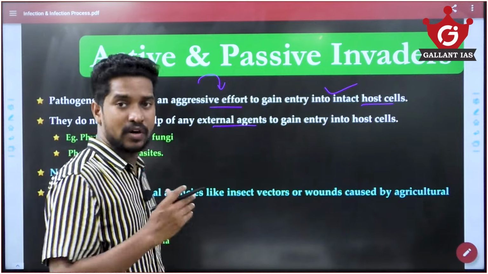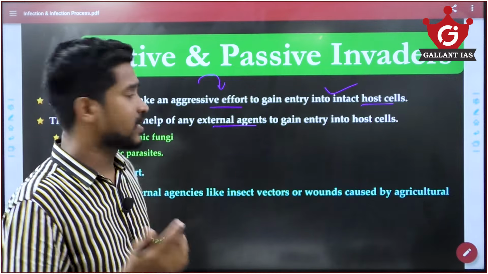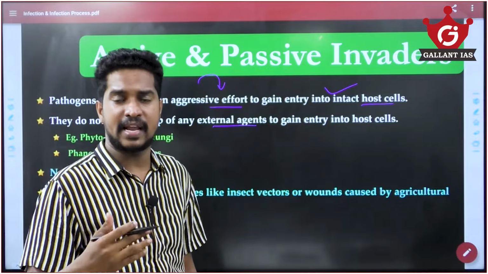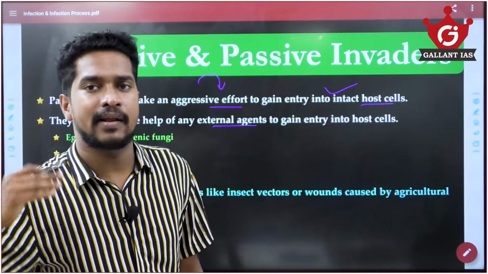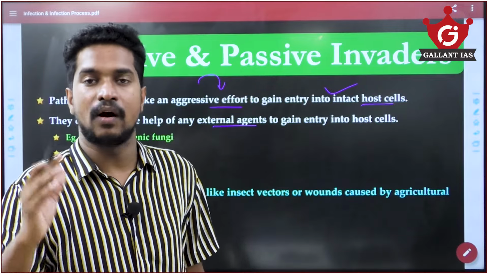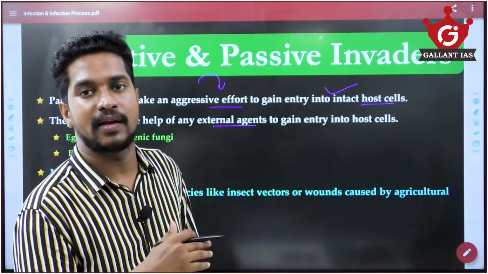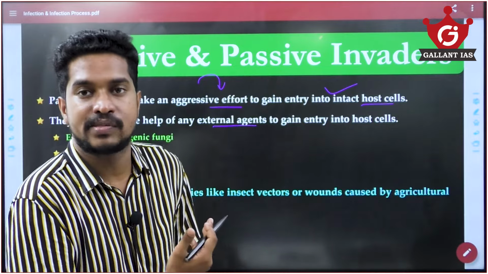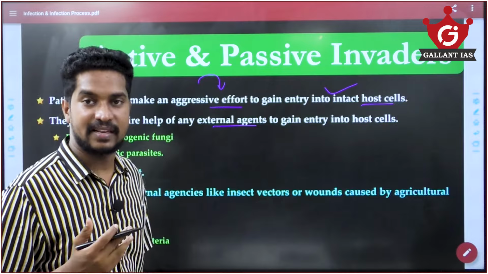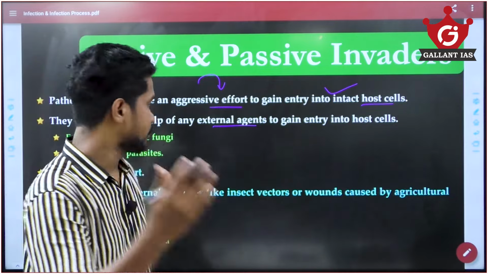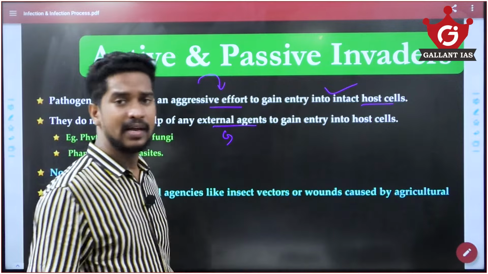So what do you mean by active invaders? Active invaders means pathogens which make an aggressive effort. Why do they make an aggressive effort? To make an entry into the host cell or tissues. That is what we call active invaders, and they do not require any external agents to gain entry into the cells.